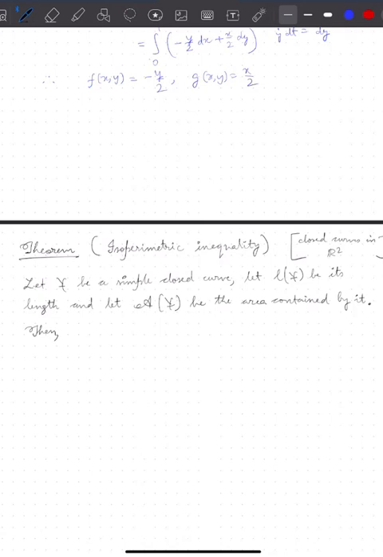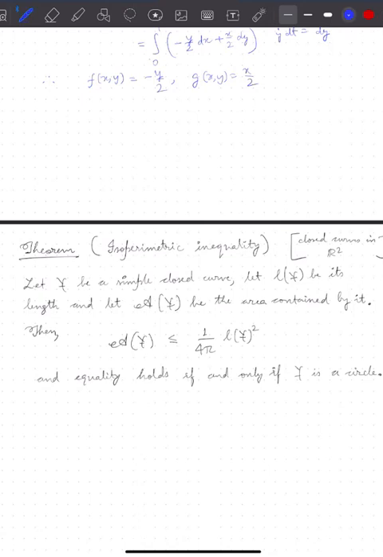So then what we have here is that A of gamma vector is less than or equal to 1 by 4 pi times the total length of gamma, whole squared, and the equality holds if and only if gamma vector is a circle. And that we know very well, right?